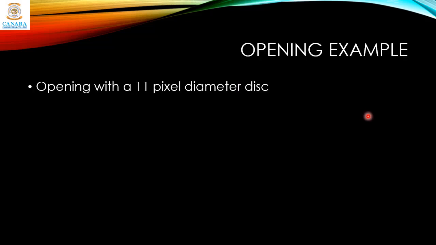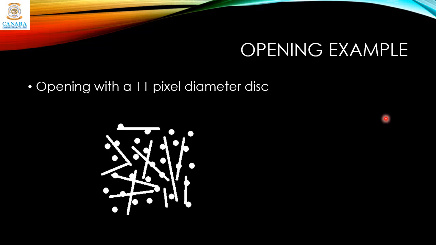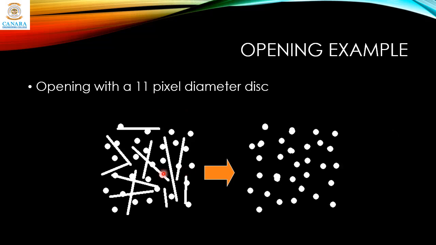Another example for opening, we are opening with a 11 pixel diameter disk. Okay, so this is our input image, and structuring element is a 11 pixel diameter disk. If you perform opening operation on this test image, you can get rid of all the lines here. Okay, thicker lines here are eroded away and only the dots remain. Okay, this is another example for opening.